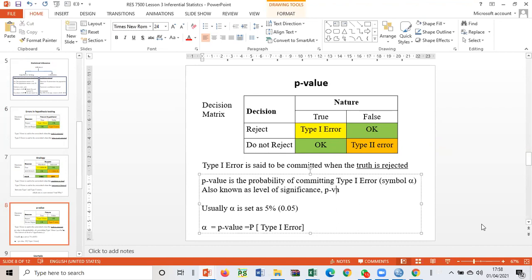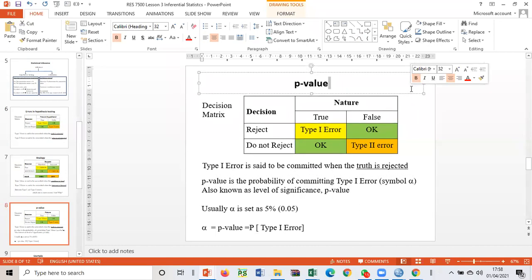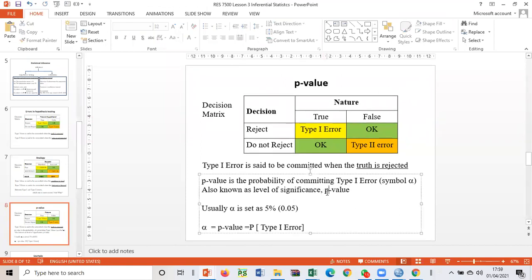Have you heard about p-value before? Yes, we have. That's exactly the p-value.